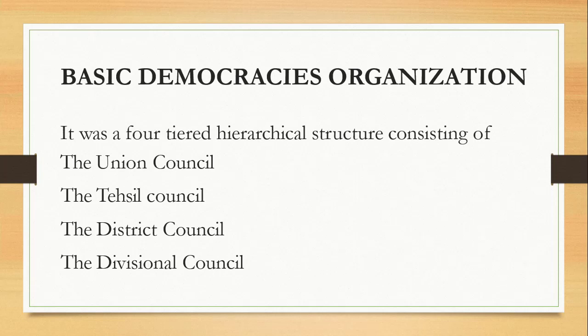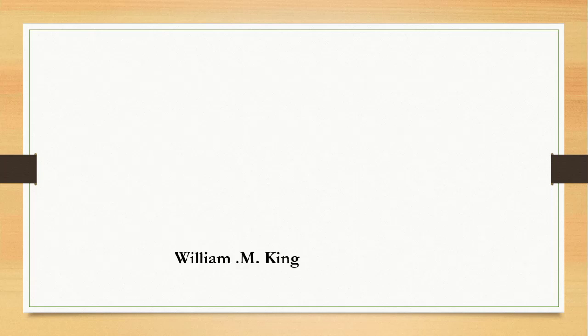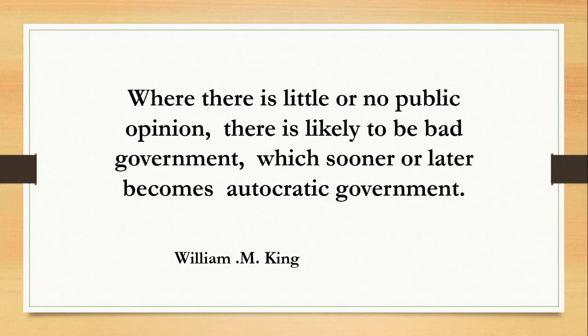Dear students, it was made an electoral college for the election of the president and members of the central and provincial assemblies. It was later on abolished by the new government as the system lost the popularity and the confidence of the people. So, let me conclude this lecture with a quote of William M. King. He says, "Where there is little or no public opinion, there is likely to be bad government, which sooner or later becomes autocratic government."